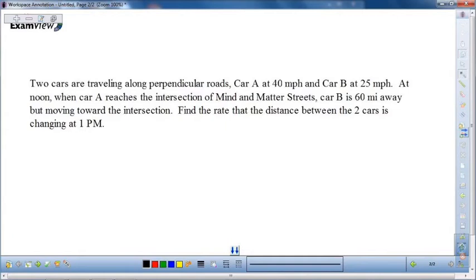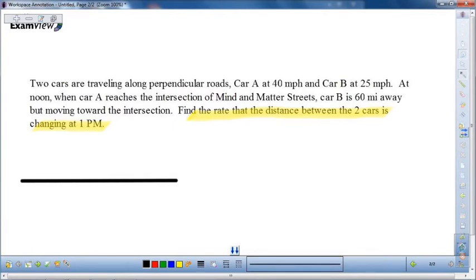In this example, we're trying to find the rate. The distance between the two cars is changing, so we need to do related rates. So we're going to have to take the derivative with respect to time. So let's draw a picture.